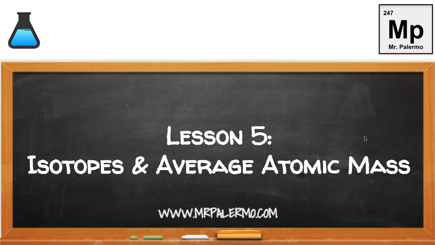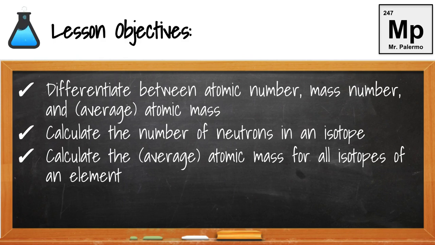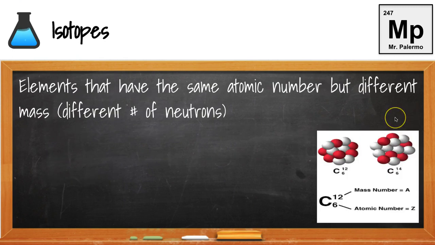Welcome to Lesson 5, Isotopes and Average Atomic Mass. Our lesson objectives: differentiate between atomic number, mass number, and average atomic mass, calculate the number of neutrons in an isotope, and calculate the average atomic mass for all isotopes of an element.